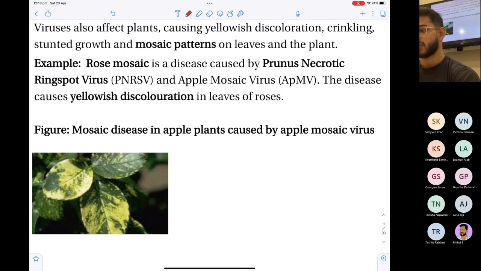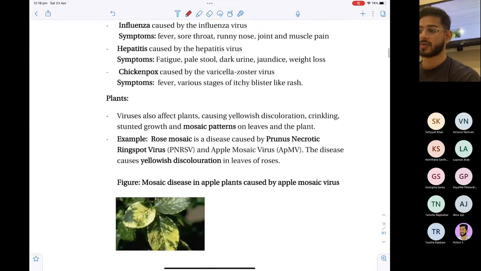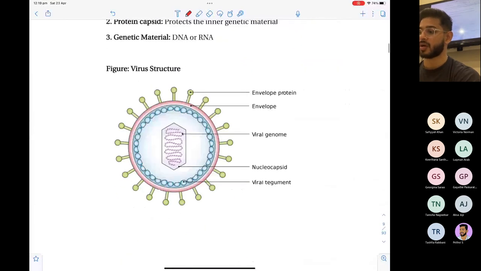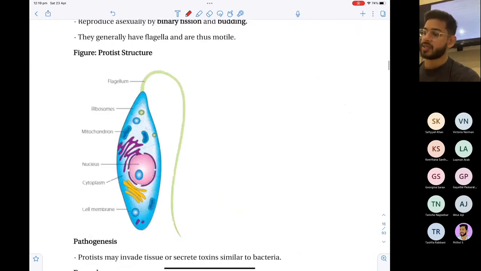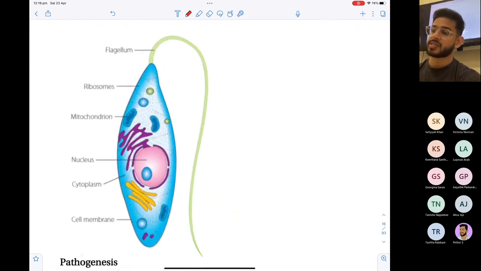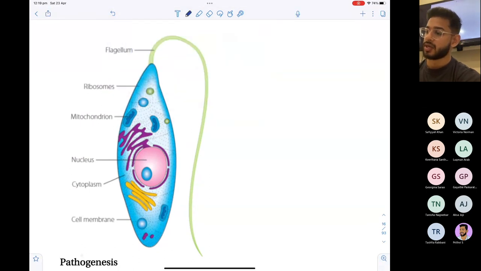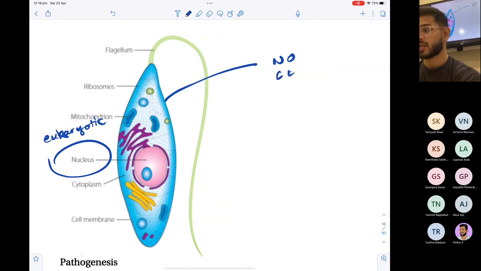All right, cool. So we've spoken about bacteria, we've spoken about viruses, prions, and even protozoa. And I guess the key thing you need to know about protozoa, going down to the protozoa section, is that protozoa are unicellular eukaryotic. You can use a C or a K, anything works. But they don't have a cell wall. That's a key thing. No cell wall.